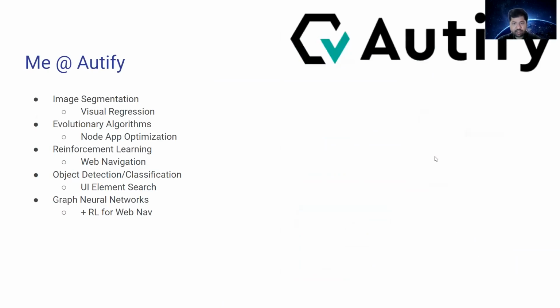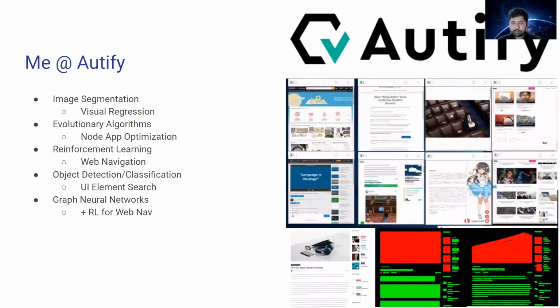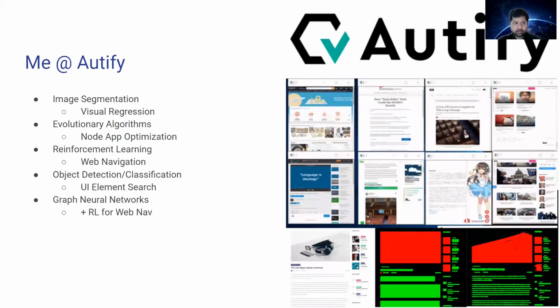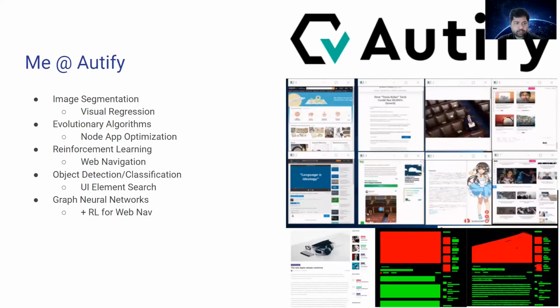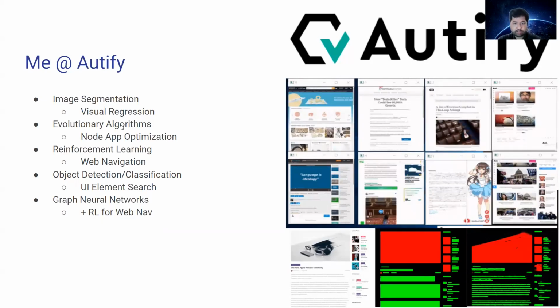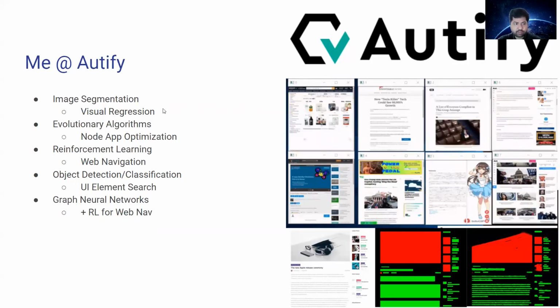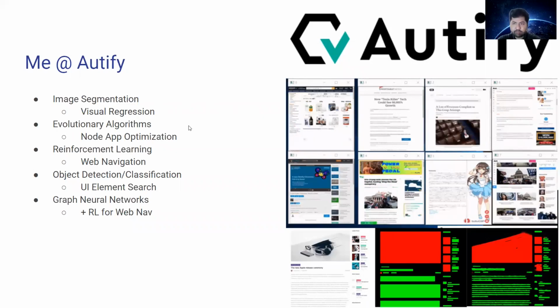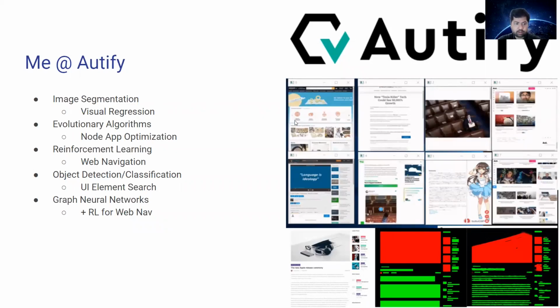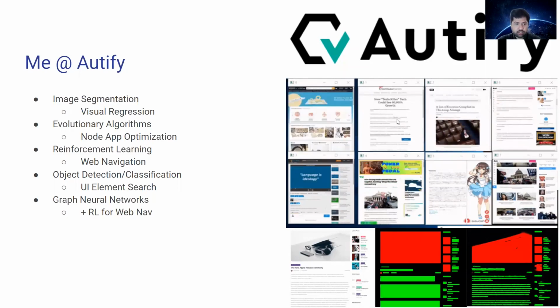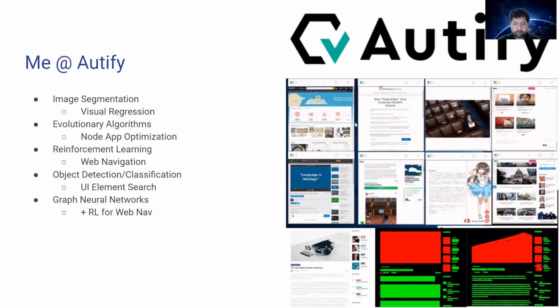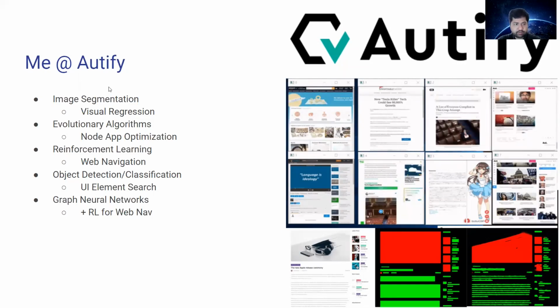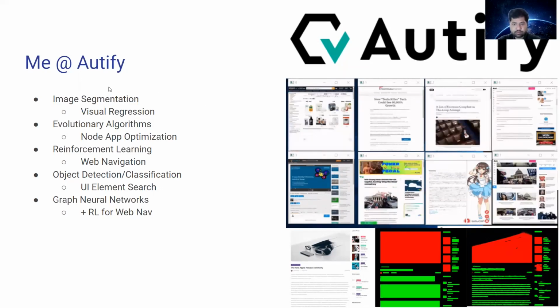Next, let me quickly share some of the work I do at Autify. For the past year since I joined Autify, I have done a lot of projects. Some of the key components that I have worked on are image segmentation, then using evolutionary algorithms, reinforcement learning, nowadays object detection, and I have also applied graph neural networks. These are some of the different applications that I have developed within Autify.